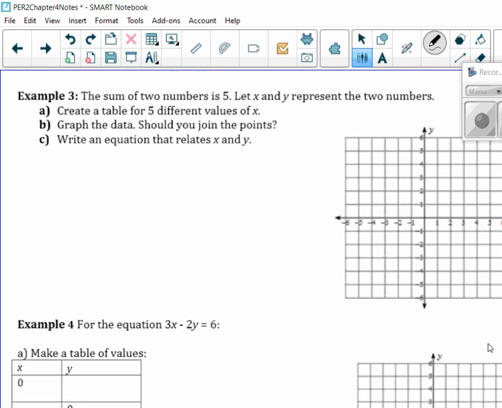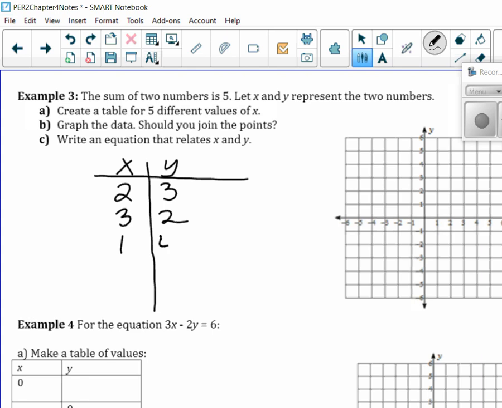Okay, so now we have a couple word problems. It says the sum of two numbers is 5. Let x and y represent the two numbers. Create a table of values. So just come up with any two numbers that add up to 5. And of course, everybody says right away 2 and 3. Oh, sure. 2 and 3 add up to 5. 3 and 2 also add up to 5. 1 and 4, 4 and 1, 0 and 5. I can go on and on.